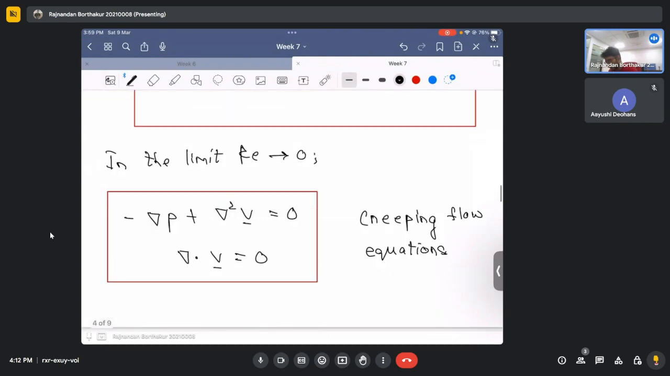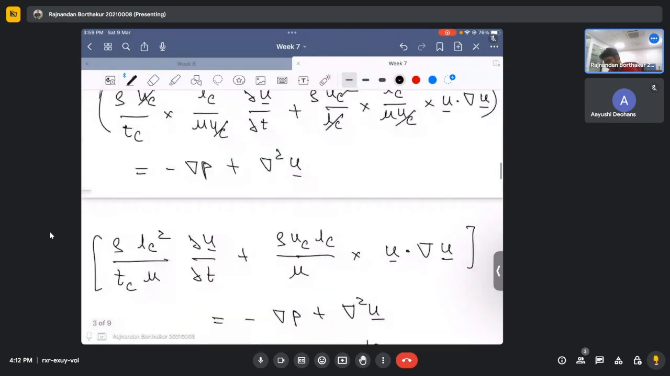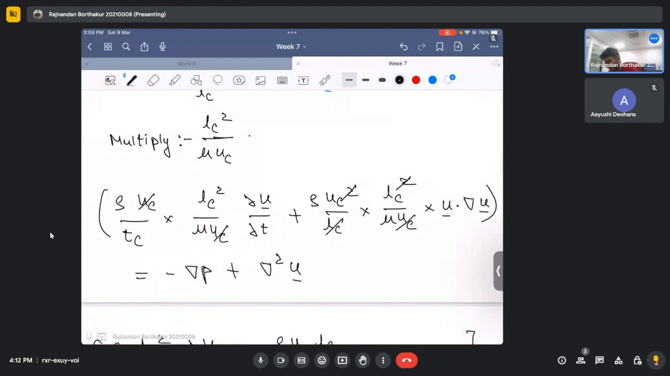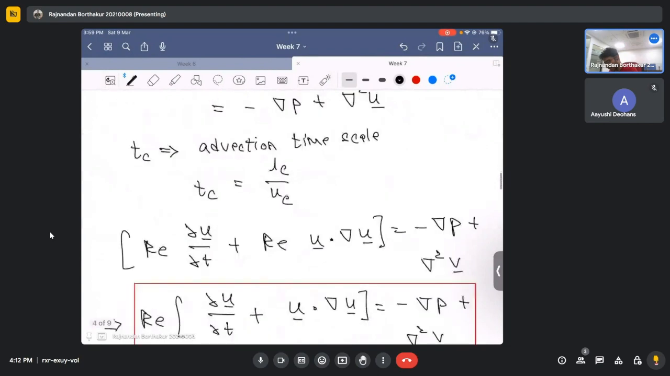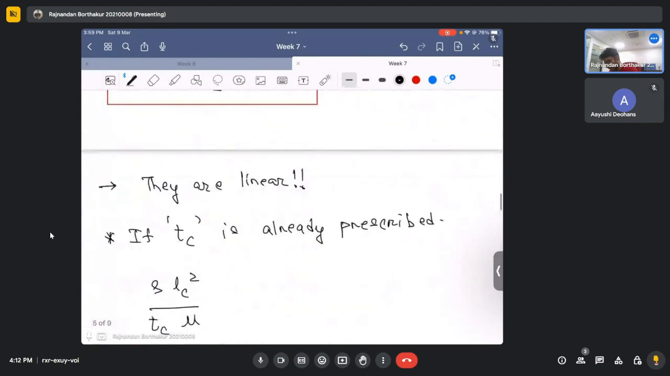I think I made a mistake here. There should be a U. Shouldn't there be a U? No, that U gets cancelled out. So I think it's rho times... So it's rho LC squared. Okay.